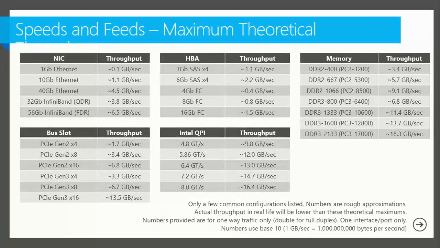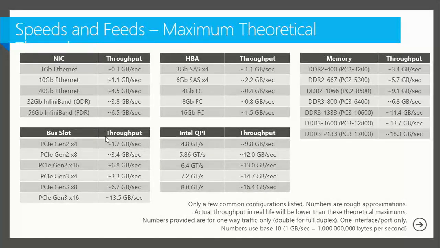Talking about speeds and feeds, right? If you look at this, we're just throwing some numbers at you so you can do some quick math. So a 10 gig NIC gives you about 1.1 gigabyte a second. A 56 gig NIC gives you about 6.5 gigabytes per second. A Fiber Channel 16 gig HBA gives you about 1.5. SAS gives you about 2.2 for every 4-lane 6 gig SAS. Right? That's the math.